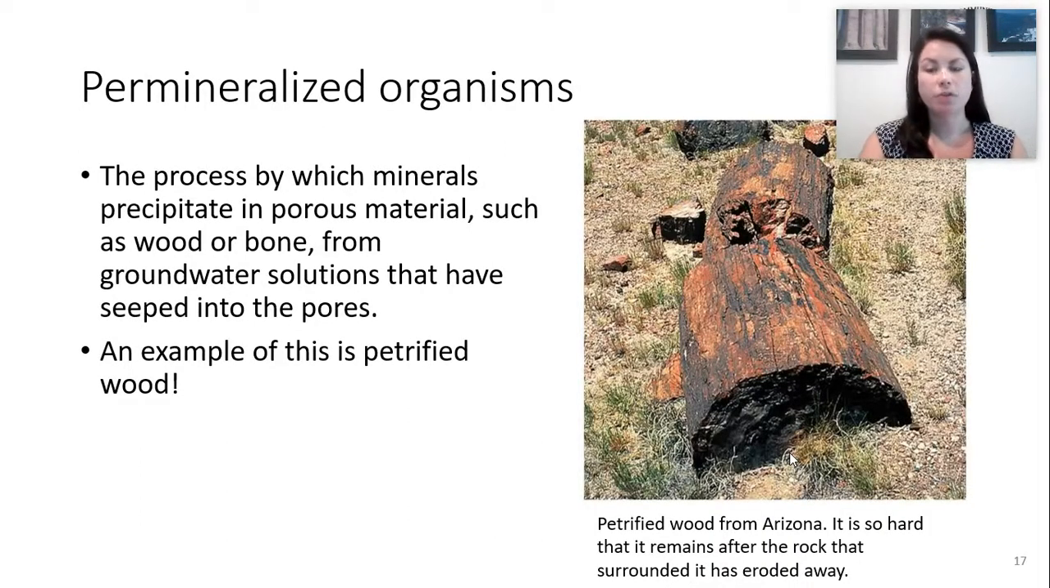We've talked a little bit about petrified wood, and this is an example of a permineralized organism. And it's the process by which minerals precipitate in the porous material, like wood or bone, from the groundwater solution, and it's seeped into those pores and then solidifies. So here's an example of petrified wood. It looks just like a log. However, it's a rock now, and it's so hard compared to the rest that the rest of the material around it has completely eroded away.